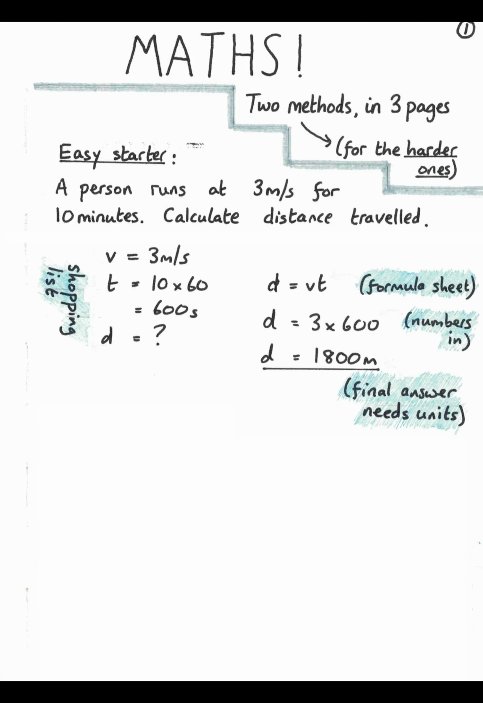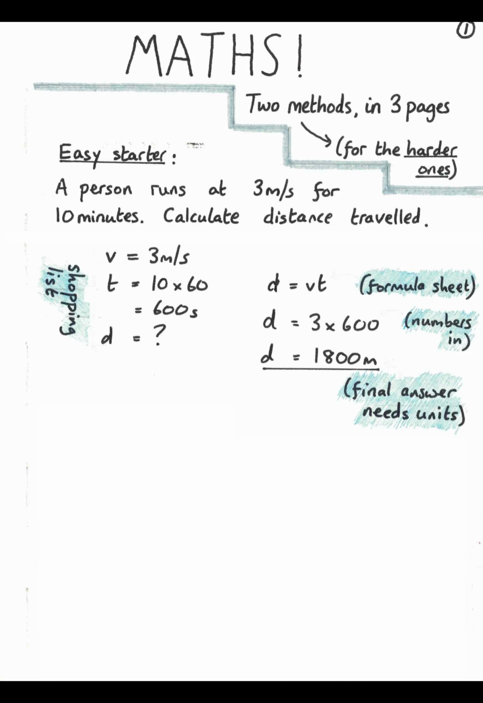So here, if a person runs at 3 meters per second for 10 minutes, and we are asked for the distance traveled, the first thing we do, as ever, is the shopping list. We write out in symbol form what we are given, and what we are trying to find. So speed equals 3 meters per second, time is 10 minutes, but we need to convert that into seconds, and D is question mark because that is what we are trying to find.